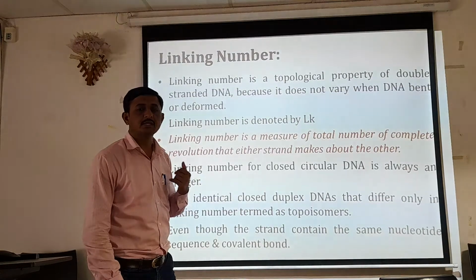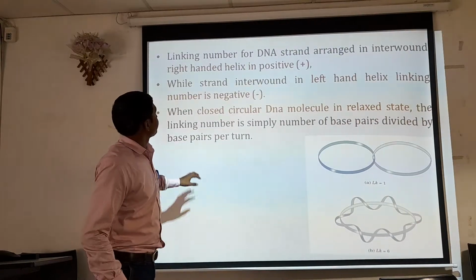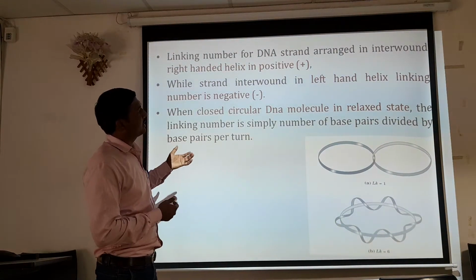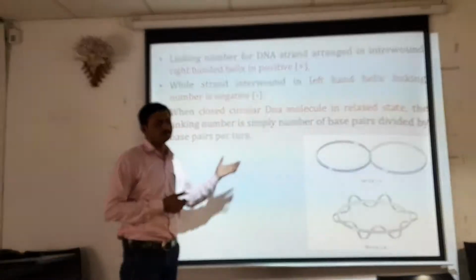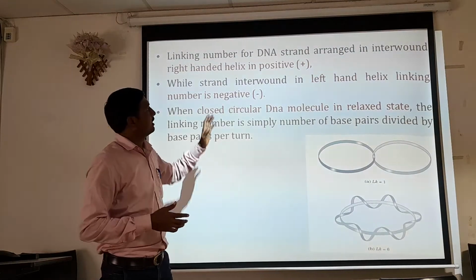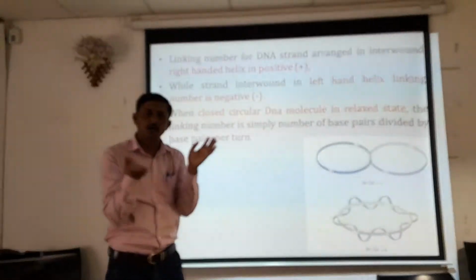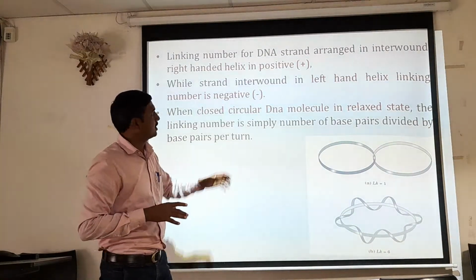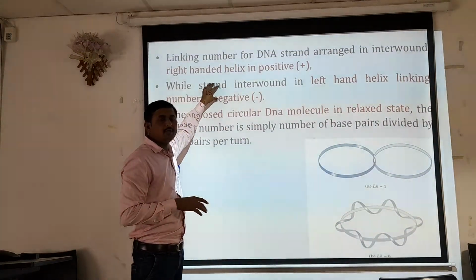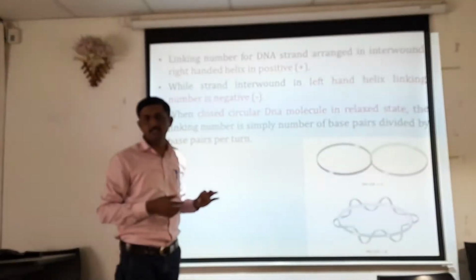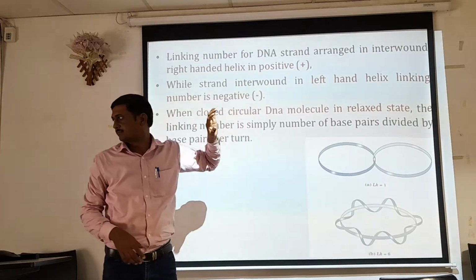Even though they contain the same nucleotide sequence or covalent bond, the linking number of a DNA strand arranged in an interwound right-handed helix is positive. If we use a linear double-stranded DNA arranged in an interwound right-handed direction, where the strands are arranged around one another, the linking number always remains positive. While if they form a left-handed helix, there is always a negative linking number for that particular DNA.